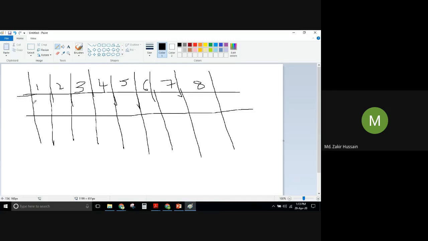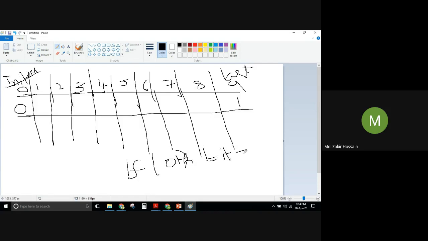Before that, I am calling this the initial bit. If there is a zero, and the last bit is one, how is this going to work? We check first the initial bit; if it is zero, we keep checking till the ninth bit. Let us call this the ninth bit and this the zeroth bit. We check the zeroth bit: is the zeroth bit equal to zero? If yes, then we start counting till 8 bits.